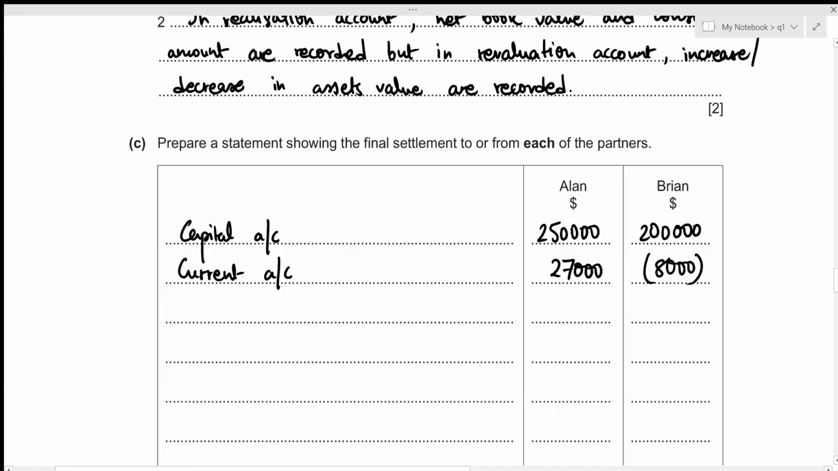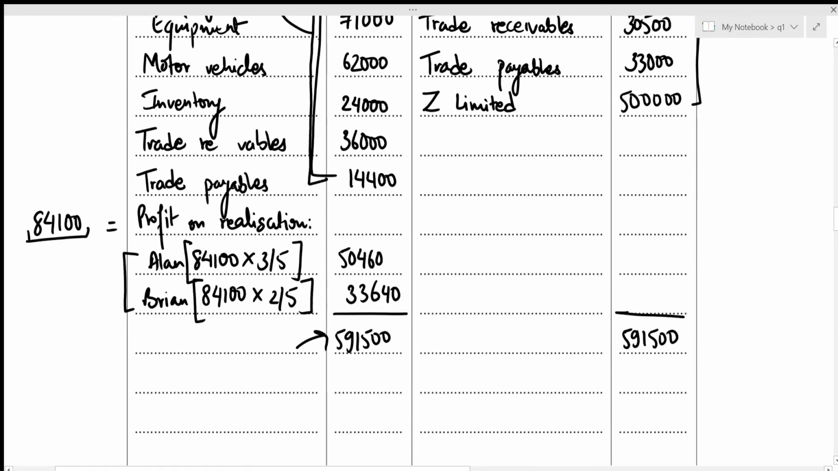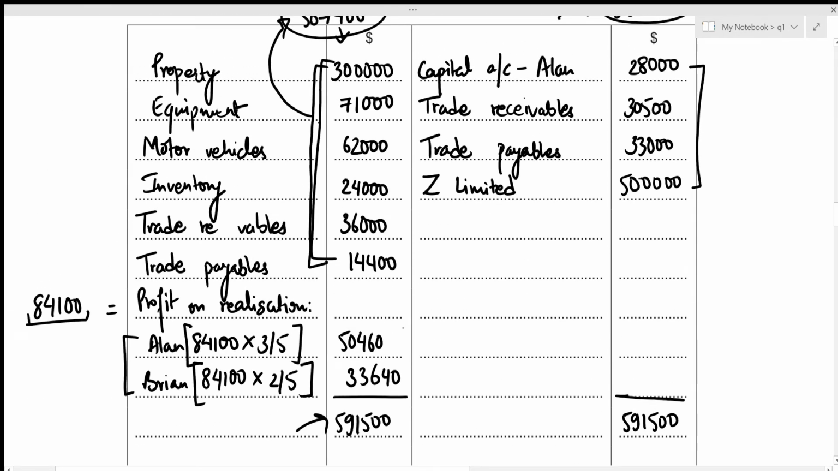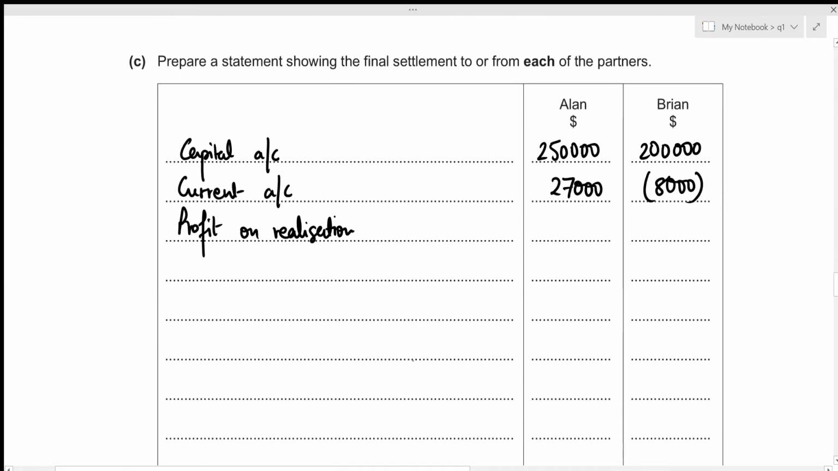Okay, and we already figured out that there was a profit on realization, right? And this profit should also be added to their capital account. Let's do that. Let's have a look at our realization account. For Alan, we figured out the profit to be 50,460, and for Brian, it was 33,640. Let's record these two amounts in our statement. That's 50,460 and 33,640.